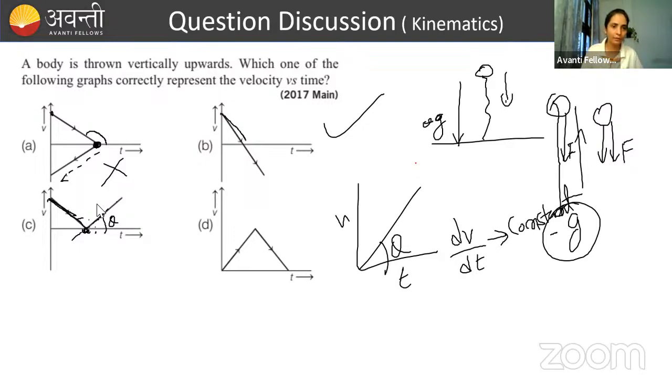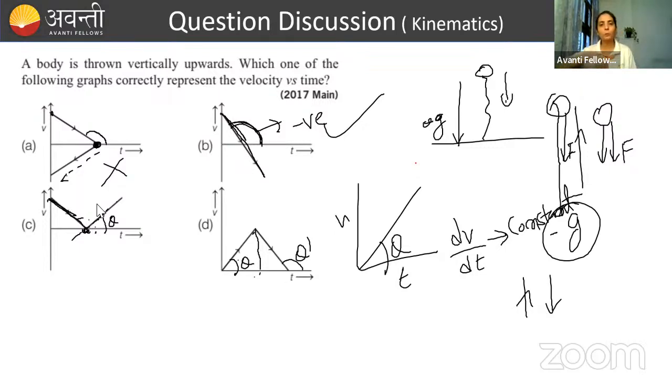यहाँ पे अगर तुम ध्यान से देखो, ये जो graph है, its slope is constant, right? And its slope is negative. So this is true, right? This is also not true for the same reason. Here its slope is changing from positive to negative, and if slope is changing from positive to negative, it means acceleration is changing from positive to negative. It means direction of force is changing from positive to negative. मतलब initially अगर upward direction force था, then finally after some interval of time, force is acting in the downward direction, which is not true in free fall.